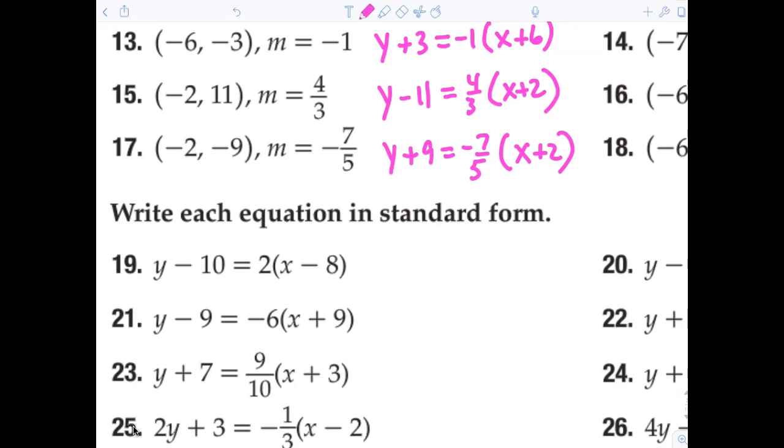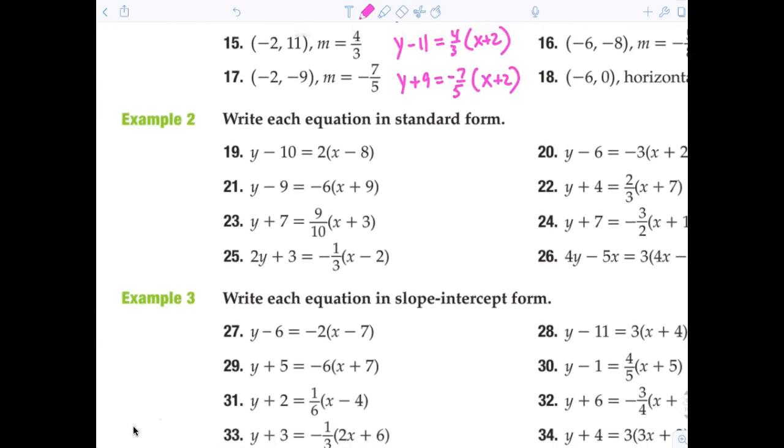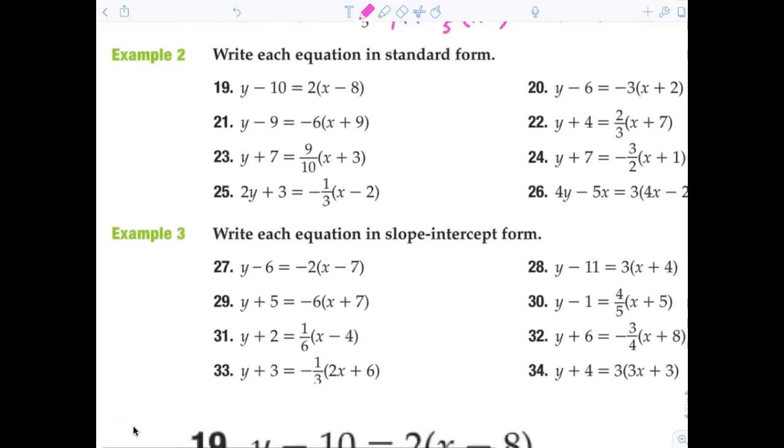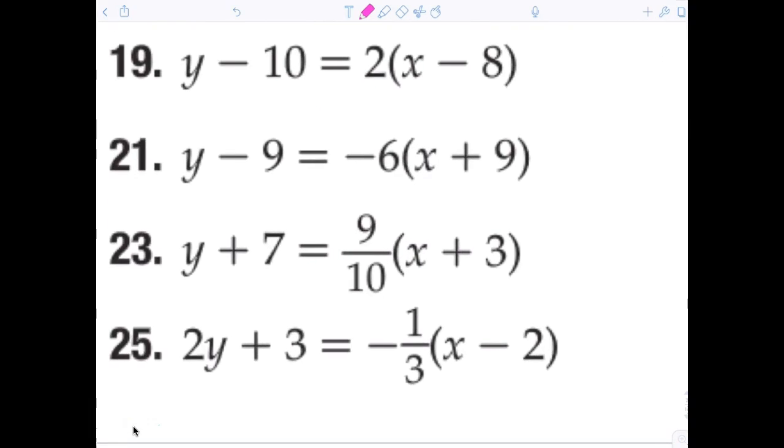All right, feeling good. Anybody have any issues with that? No issues, right? I don't care about graphing it right now. Are we gonna do that? We'll figure it out here in a few minutes. All right? Write the equation in standard form. Now, let's go down. Grab 19 through 25 here.